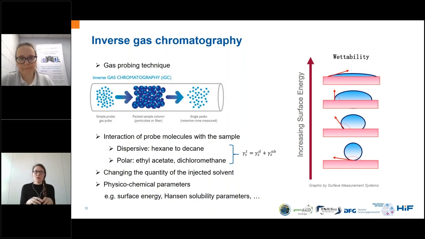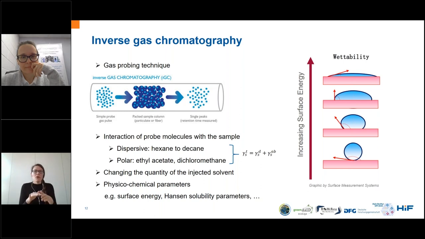But in our case, we are focused on the surface energy because, as you can see on the image on the right, it's not a direct correlation, but the trend is in a way that with increasing surface energy, the surface becomes more wettable. So if you now think in terms of contact angles, if you have a low surface energy, you have very high contact angles and the surface is not easily wetted by water. And if the surface energy is increasing, the wettability is increasing.